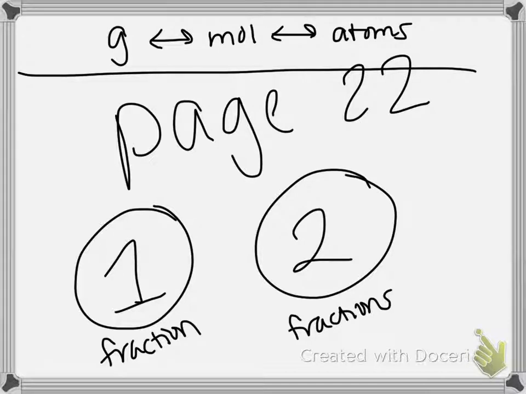Like if you are going from moles to grams, that's a quick 1 step. Atoms to moles, that's a quick 1 step, right? But if you need to go from grams to atoms, right, then you have to go first to moles and then you have to jump to atoms. So you know that takes 2 steps to get to the answer.